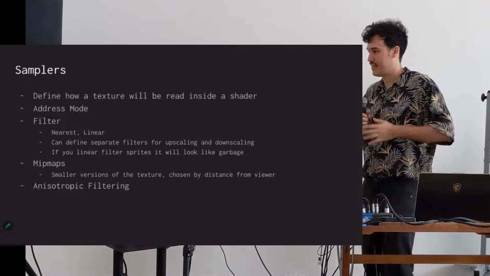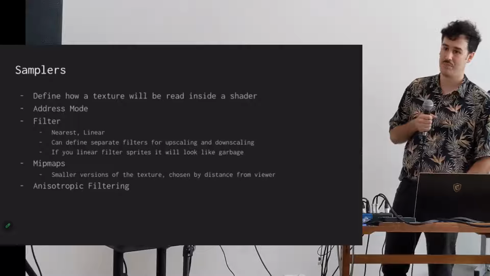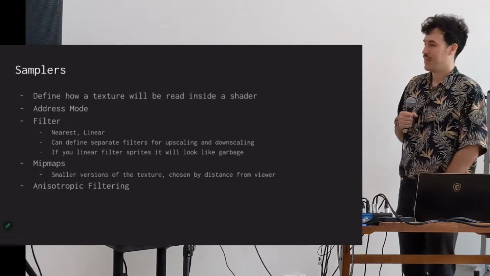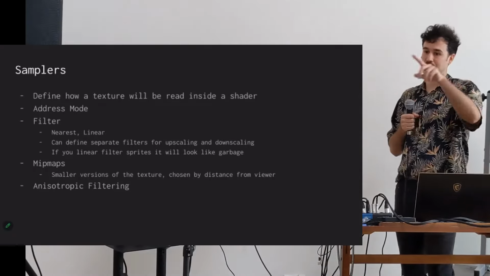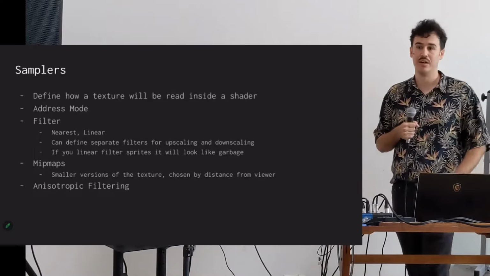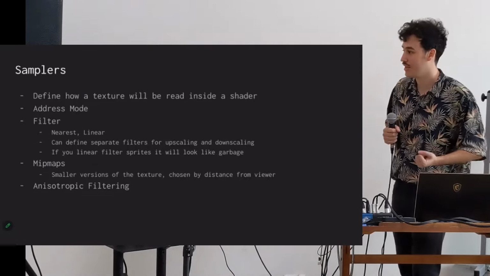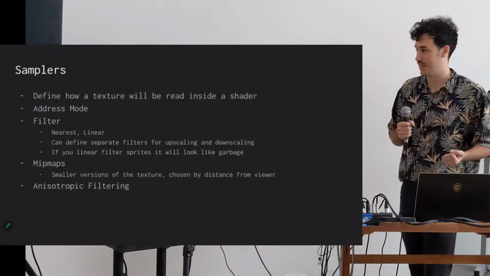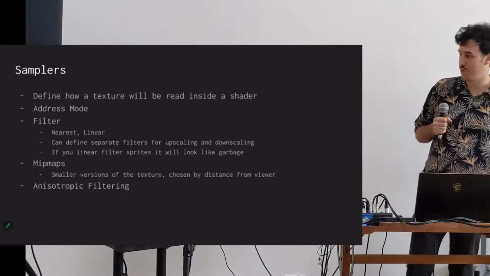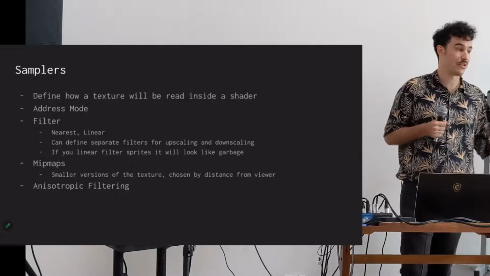Samplers. A sampler defines how a texture is going to be read inside a shader. Remember, the texture is just a bunch of data in memory, and with the sampler you're going to say, hey, sample a pixel at this coordinate, 0.2 by 0.6 or something. And then the sampler is going to define what color actually comes out of that, based on the texture and the configuration of the sampler. So the main usage of this is filtering. Most GPUs support a nearest filter mode and a linear filter mode, and you can define those separately for whether the image is being downscaled or upscaled.